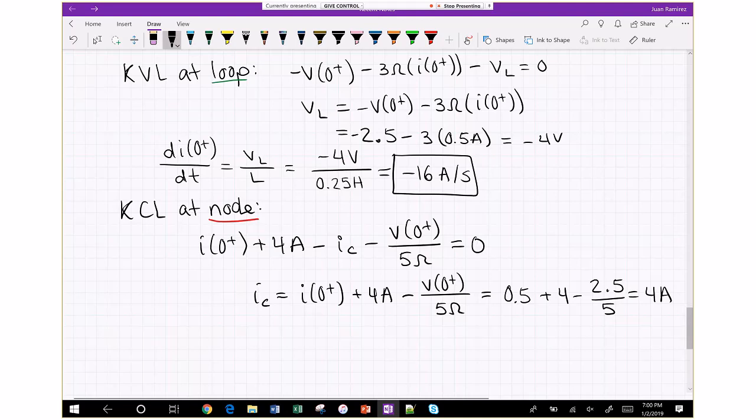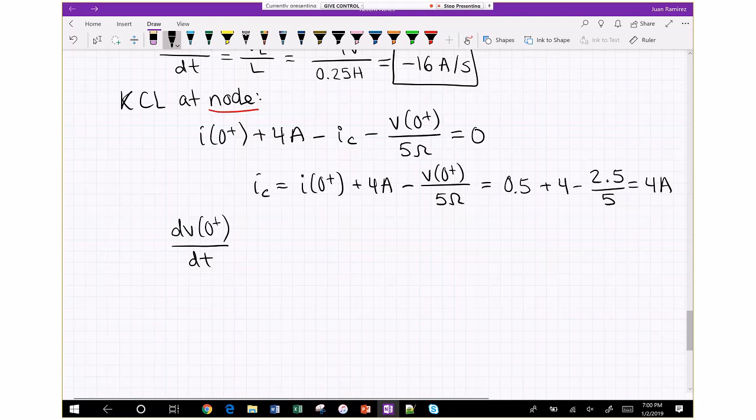And now I can find my dV/dt right after the transition, equal to IC over C. And that's equal to 4 amps, because we just found that capacitor current, divided by the capacitance, which, if you look back, is 0.1 farads. So our answer is 40 volts per second.